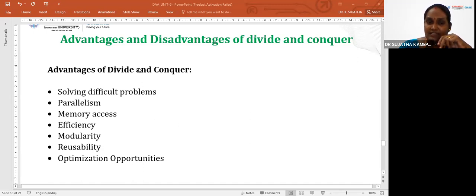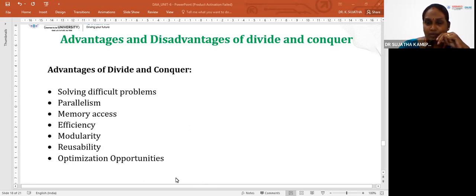So here you can see the advantages of the divide and conquer strategy. It is used to solve difficult problems. It achieves parallelism, and memory access, efficiency, modularity, reusability, and optimization opportunities are there in divide and conquer algorithms. Now we are going to look at each and every item of these advantages.